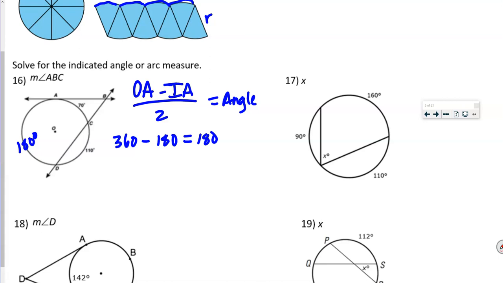Now we can do our problem. So we're going to do 180 minus our inside arc, outside arc minus our inside arc, 70 divided by 2. So that is 110 divided by 2, which is 55 degrees. Okay?